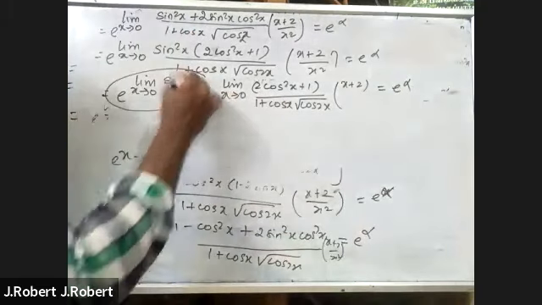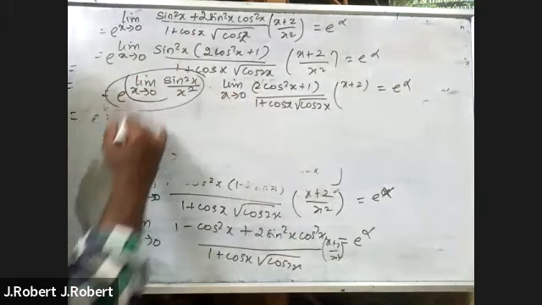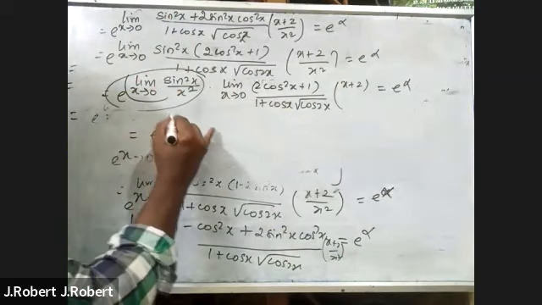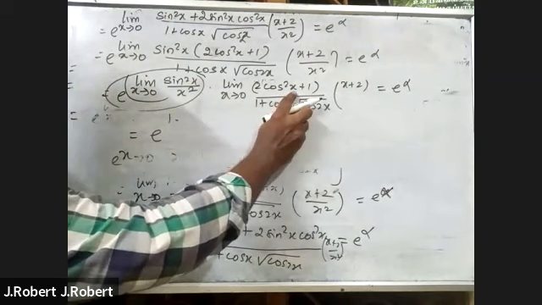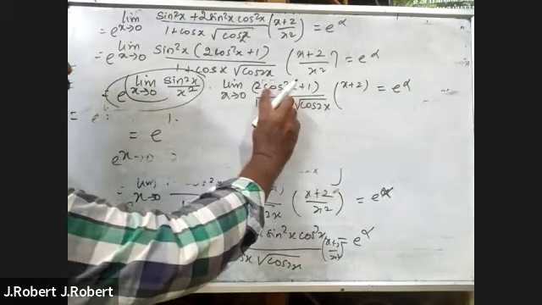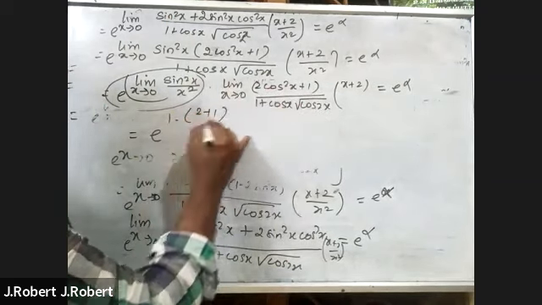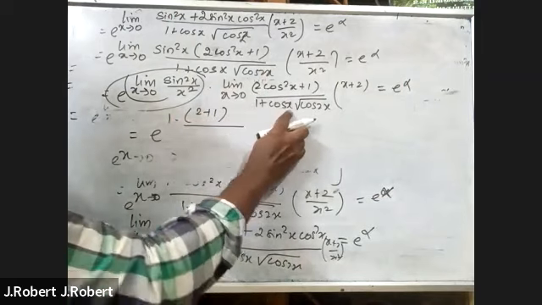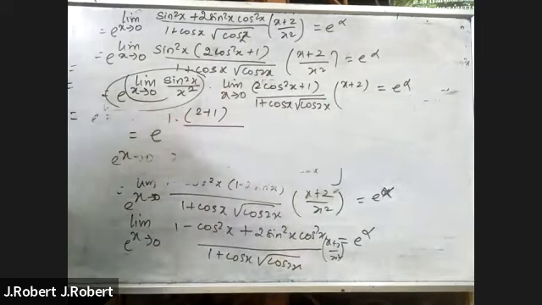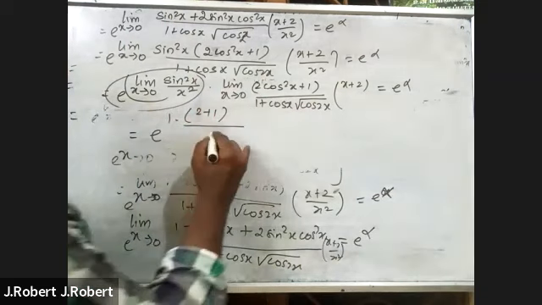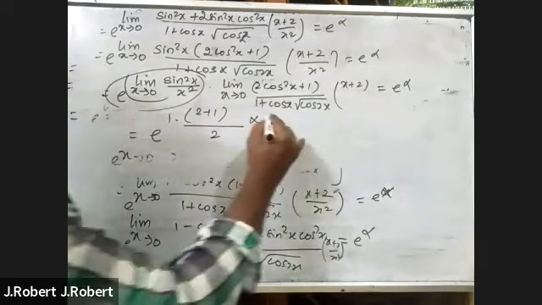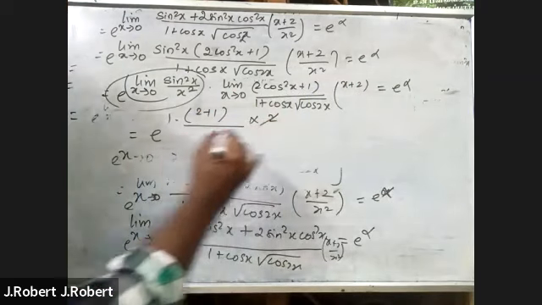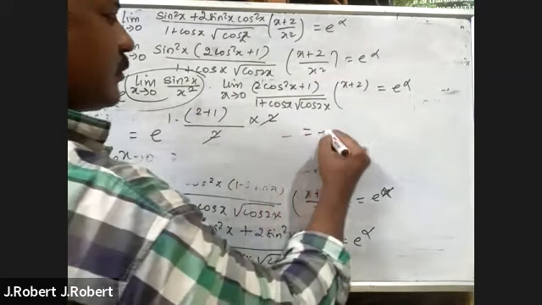The value of this becomes 1. So we can write this as e power 1 into, now you substitute x tends to 0. Instead of x, put 0. Cos 0 is 1, 2 plus 1, divided by 1 plus cos 0, cos 0 is 1, which is equal to 2. And instead of x I put 0, 0 plus 2 is 2. These 2 we can cancel. Our last answer is equal to e power alpha.